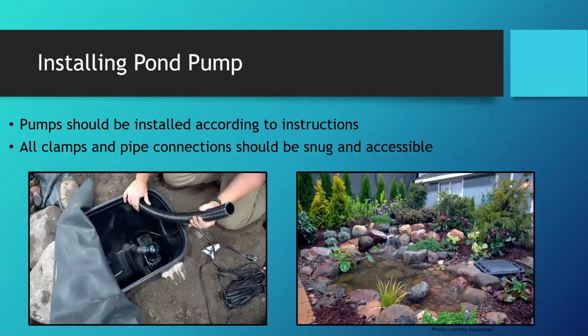Now it's time to install the pond pump. You will have to follow the instructions on the product you purchased. Instructions do vary from product to product. Just make sure all clamps and pipe connections are snug and that the pond box is someplace where you can access it because you will need to service it from time to time. This one on the right is placed perfectly for easy access. The lid comes off easily and you can reach the pump and any filters that might be in there.